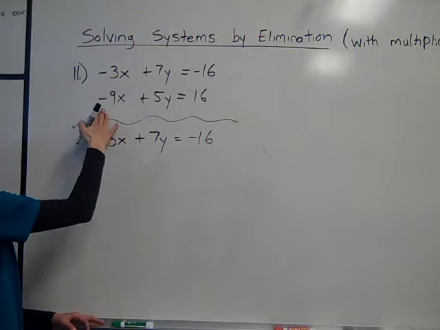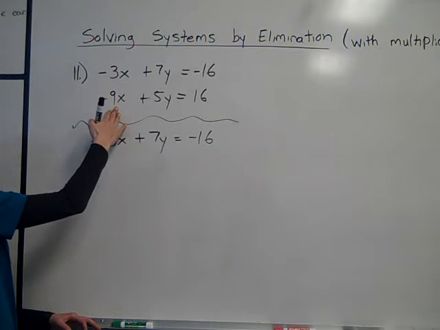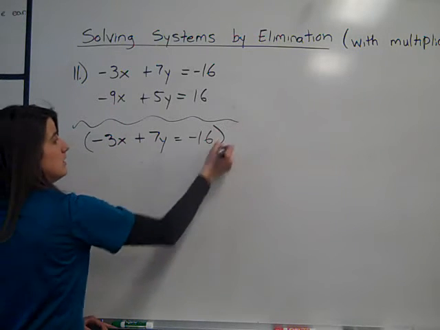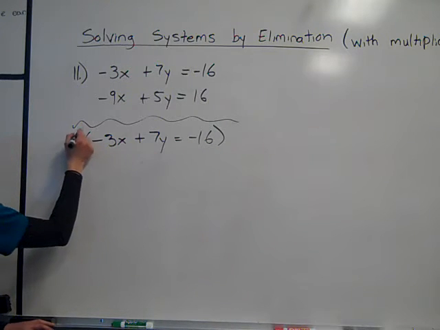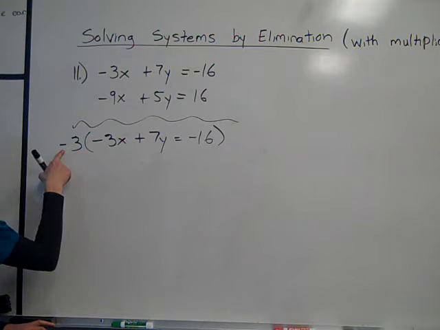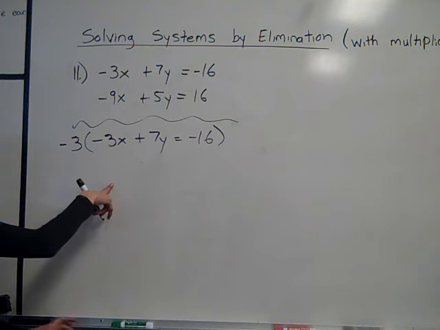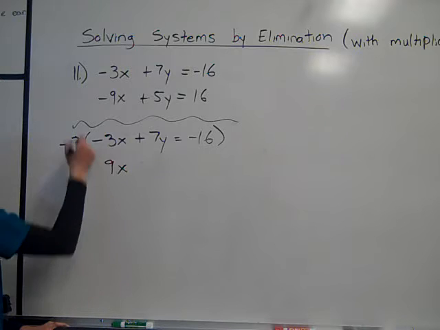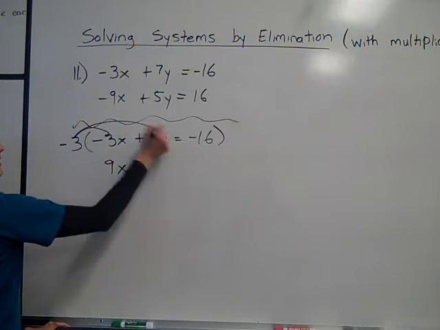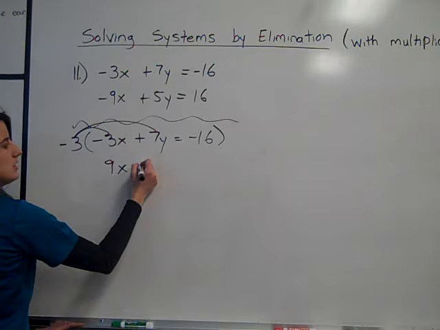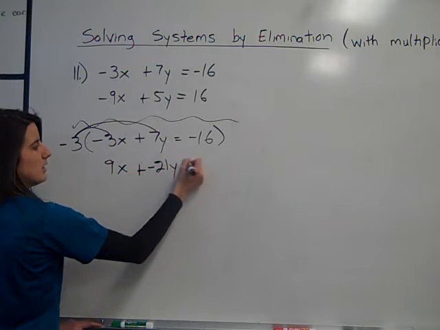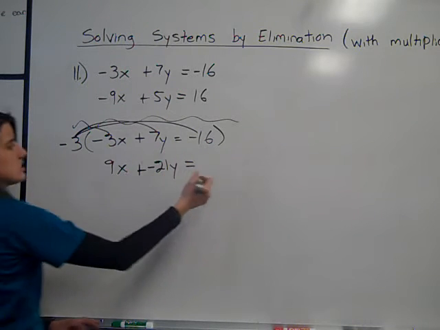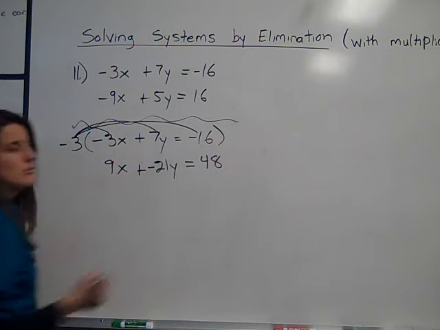And remember, in this problem you have a -9, so I need a +9 because they have to have opposite signs. So I'm going to multiply this entire equation by 3, but it has to be a -3 because a negative times a negative would give me the positive that I need. So -3 times -3 gives me +9x. -3 times 7 is going to give me -21y. And then -3 times -16 is going to give me +48.